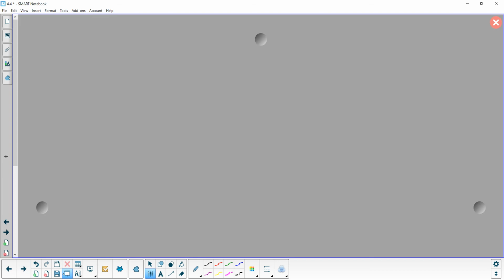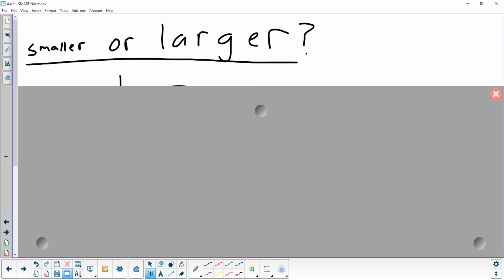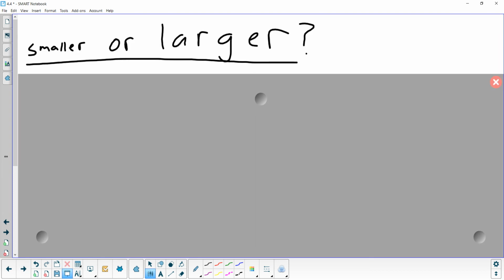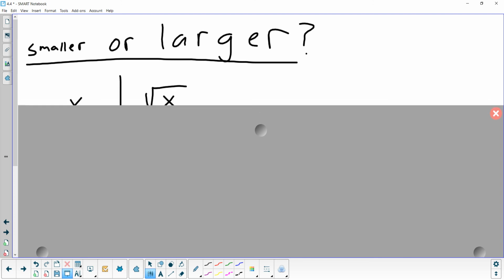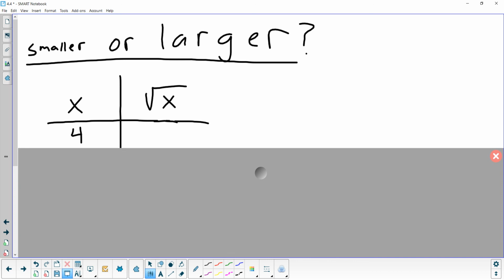All right, let's take a look at this. See what I did there again? Getting crazy with the fonts. You had fun making these songs. All right, so what I want to see what happens here is when you take the square root of a number, I want to see if it gets smaller or does it get larger.